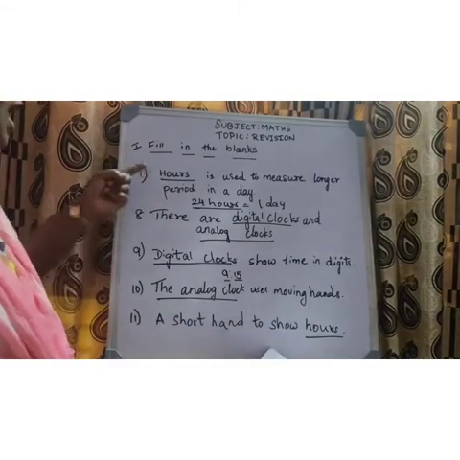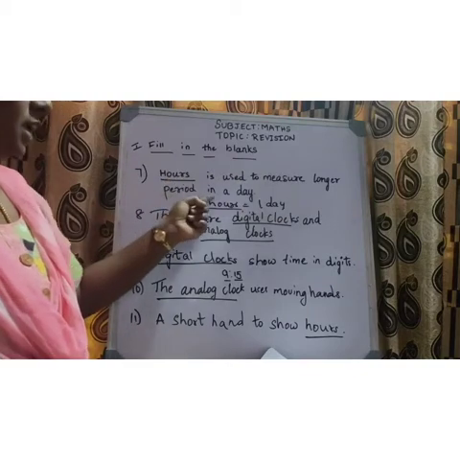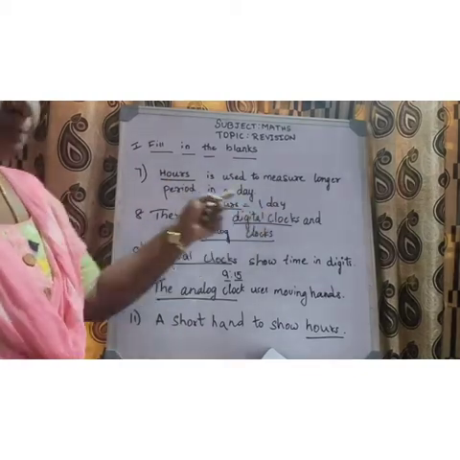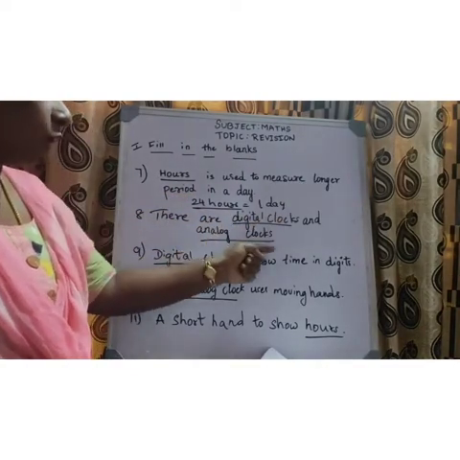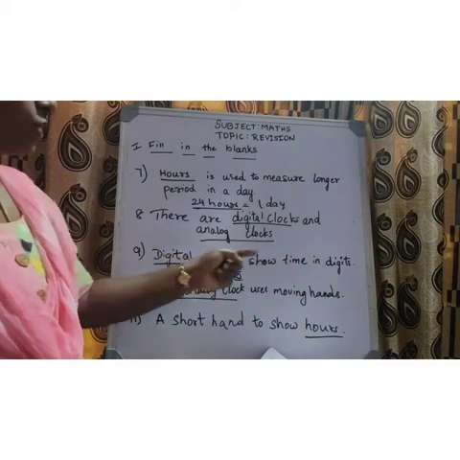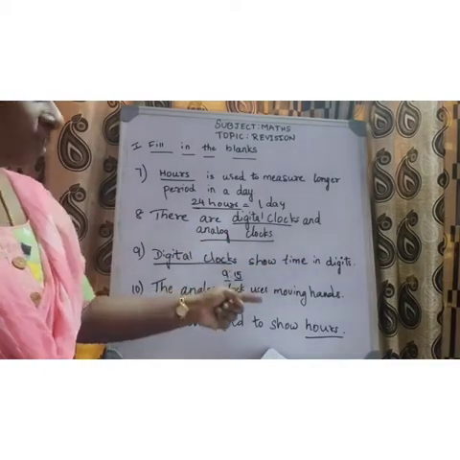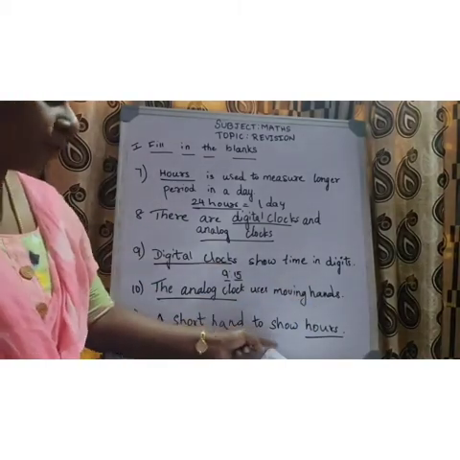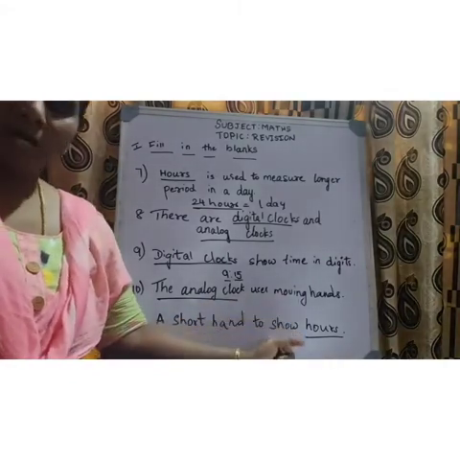Once again I'll repeat. Hours is used to measure longer period in a day. 24 hours equals 1 day. There are digital clocks and analog clocks. Digital clocks show time in digits and analog clocks use moving hands. The short hand shows the hours.